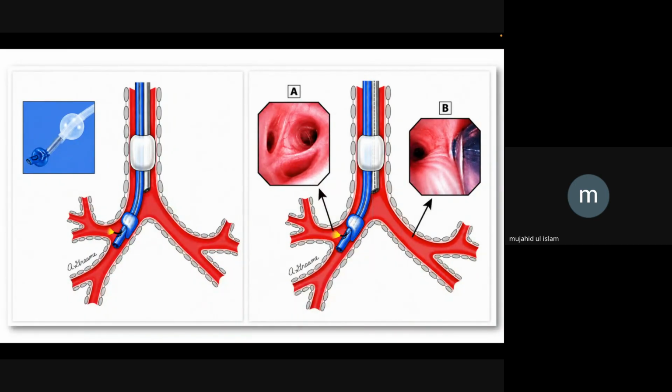Right-sided double lumen tubes are reserved for situations where a left-sided double lumen tube cannot be used, such as left main bronchial tumors, injuries, stenosis, or after a left pneumonectomy. Their placement is technically more challenging because the ventilation slot must be precisely aligned with the right upper lobe bronchus, making fiber optic bronchoscopy mandatory.